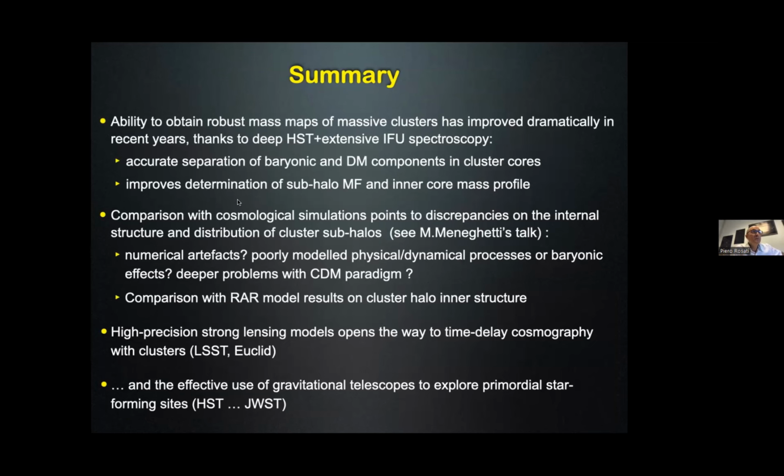And so what is the summary about this? I told you about how we can improve a lot, but again, Massimo will say more about this. We can improve on constraining or verifying the predictions of lambda CDM models with this kind of data and gravitational lensing modeling. With the same high precision models, we can, if we're lucky, enable time delay cosmography with clusters, and then let's see what we can do with gravitational telescopes.